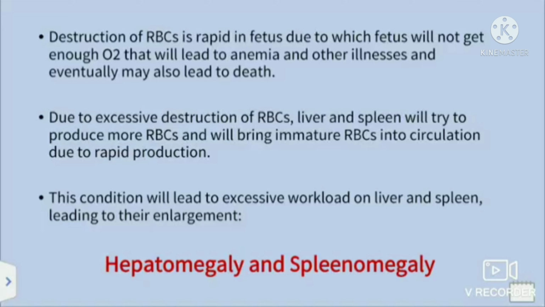They'll work faster and will try to produce more and more of the RBCs and will bring them into circulation. And as they have to fulfill the demand, they will bring immature RBCs into the circulation due to the rapid production. And this condition will lead to excessive workload on two organs, the liver and spleen.